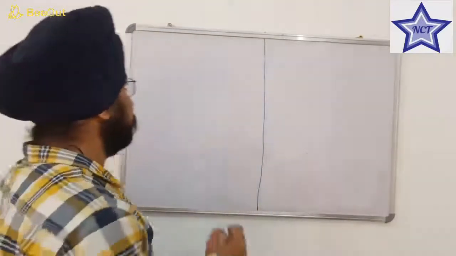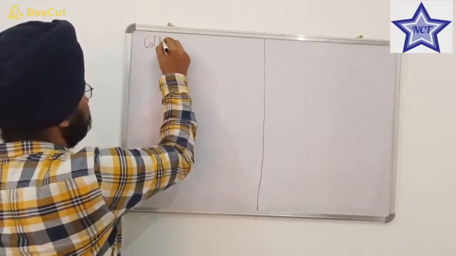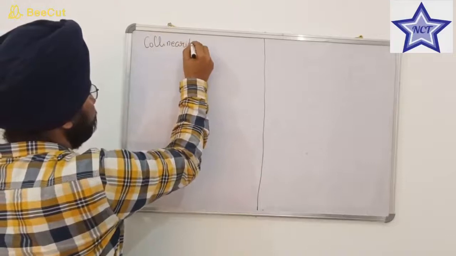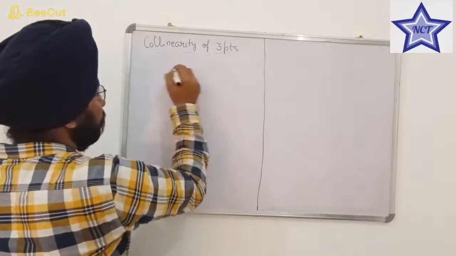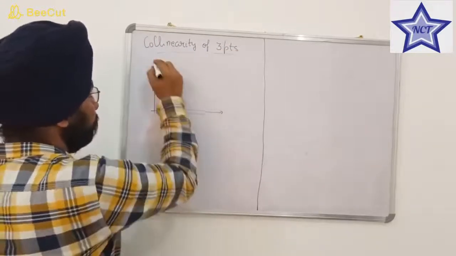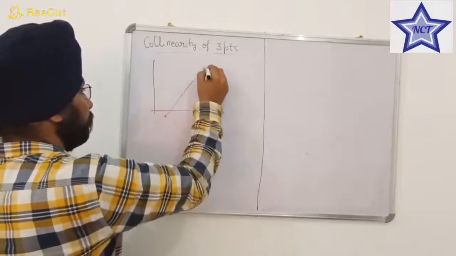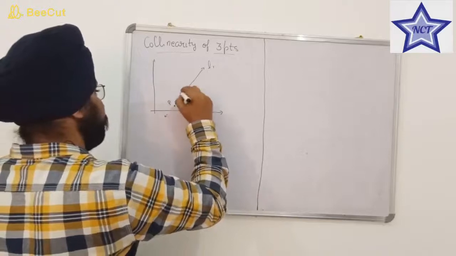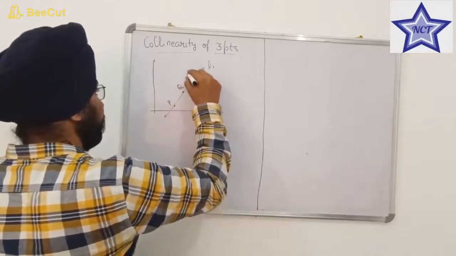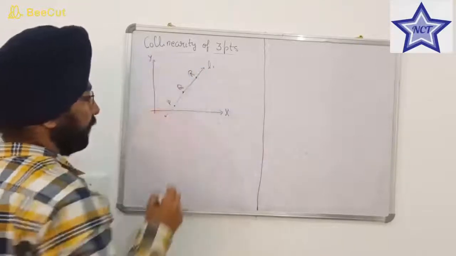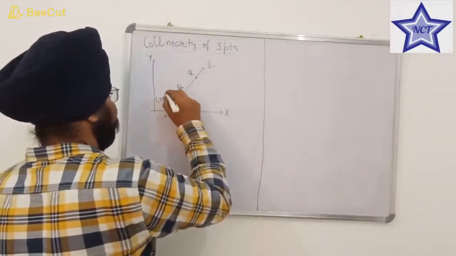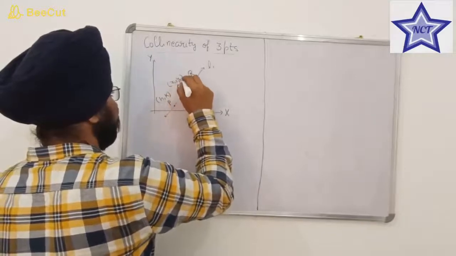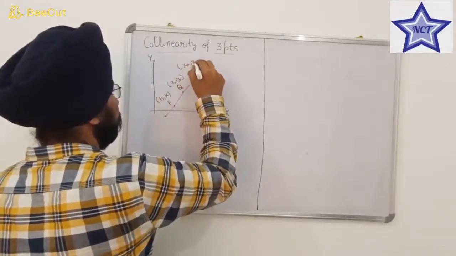Next topic, we will cover collinearity of 3 points. Say 3 points are given, and we want to prove that the 3 points are collinear. How can we prove this? Say a line is given, and 3 points P, Q and R are given on the line, such that the coordinates of point P are (h, k), Q is (x1, y1) and R is (x2, y2).